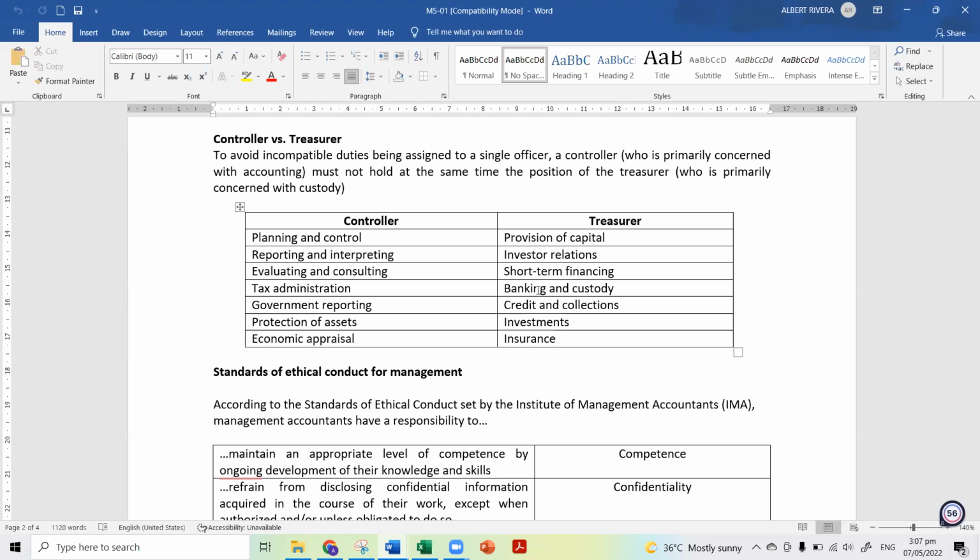Then the controller: planning and control, reporting and evaluation, tax admin, government reporting, protection of assets, and economic appraisal. Okay? To avoid incompatible duties being assigned to a single officer, a controller who is primarily concerned with accounting must not hold at the same time the position of the treasurer who is primarily concerned with the custody. Ibig sabihin, these are two functions which should not be combined in one position. Okay? Controller is primarily concerned with accounting, while treasurer is primarily concerned with custody.